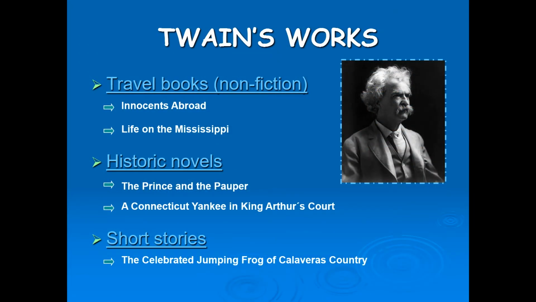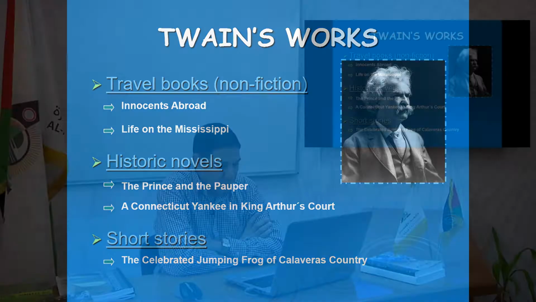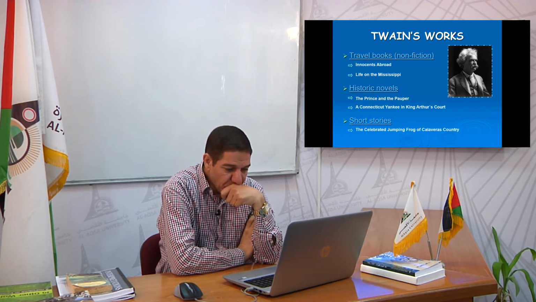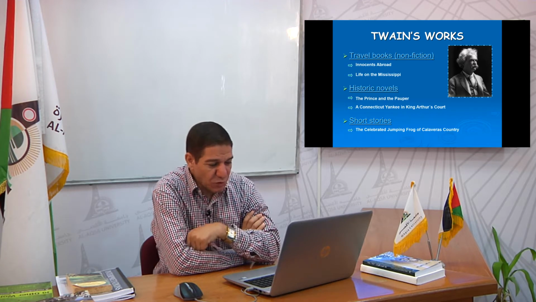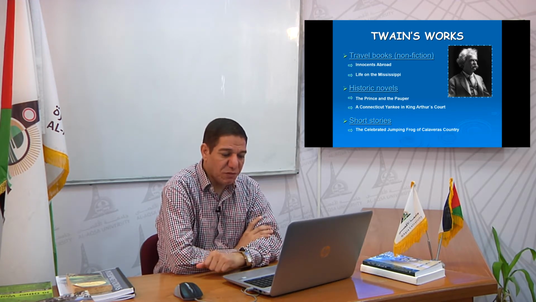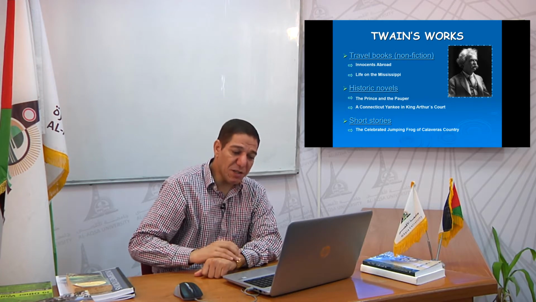Yeah. So he wrote travel books, nonfiction like Innocents Abroad, Life on the Mississippi, and historical novels like The Prince and the Pauper, and then A Connecticut Yankee in King Arthur's Court. He also wrote short stories, The Celebrated Jumping Frog of Calaveras County.